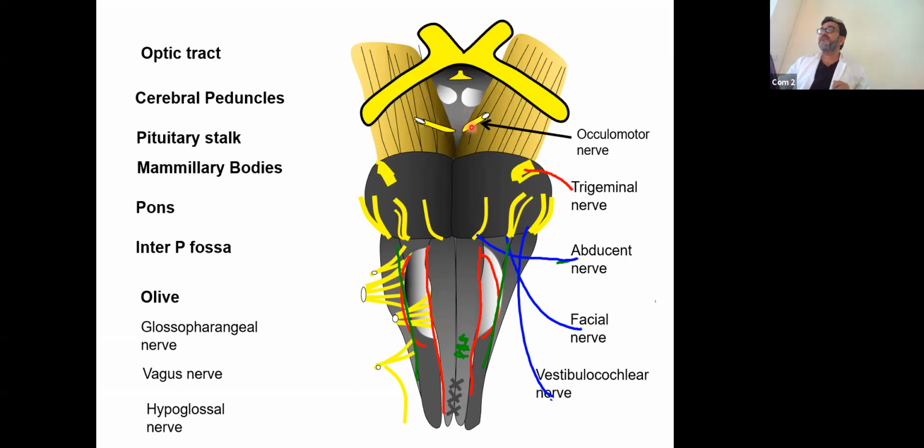From the interpeduncular fossa, you see this nerve which is coming out, which is the oculomotor nerve. Now, the oculomotor nerve supplies all the six extraocular muscles of the eye which move the eye, except two muscles. One is the lateral rectus, which is supplied by the sixth nerve. And then there is another muscle called superior oblique, which is supplied by the fourth cranial nerve, which you don't see here, which is the trochlear.